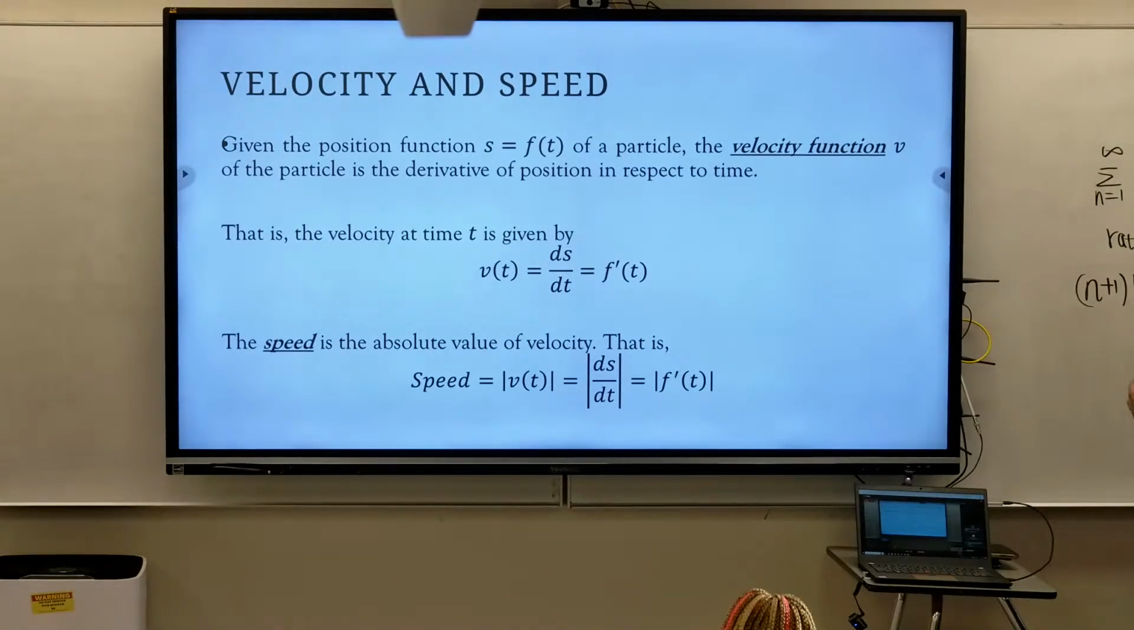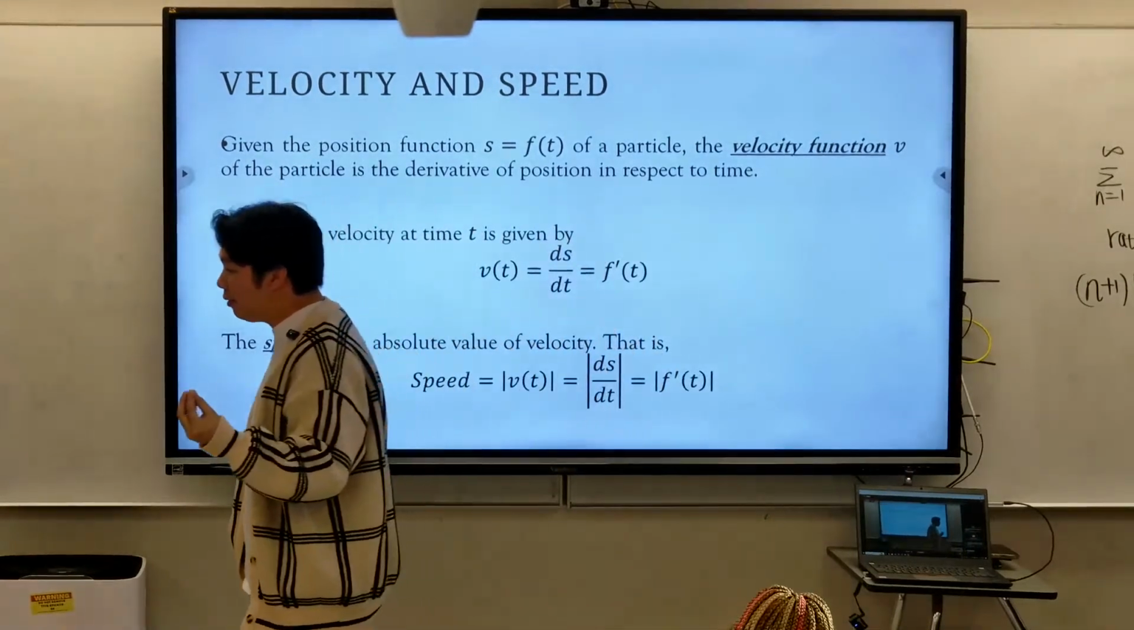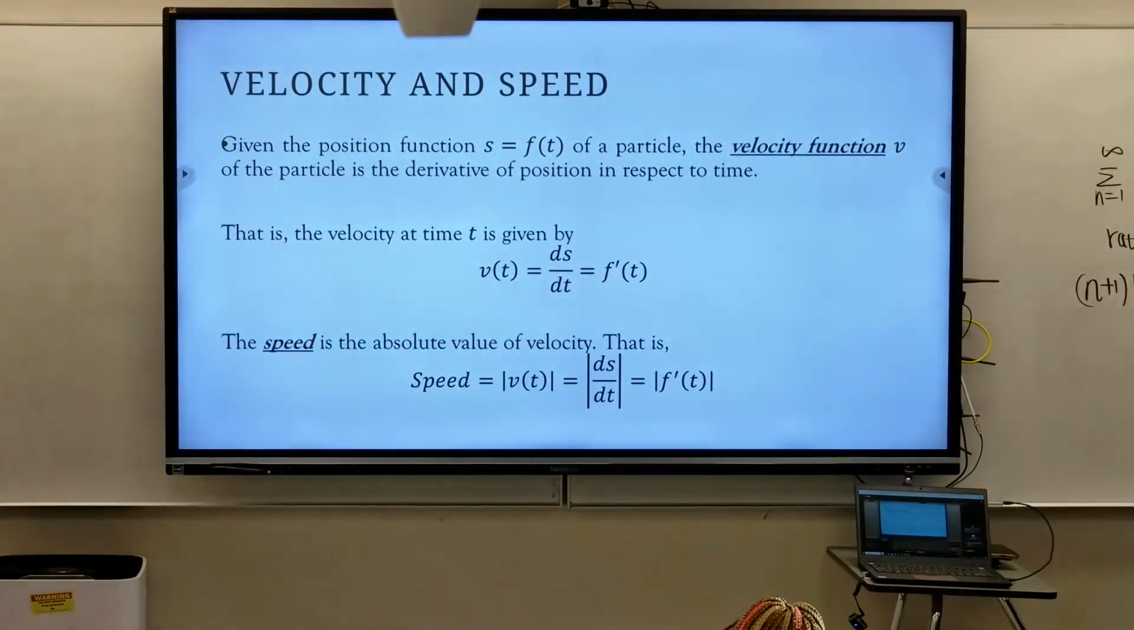So we have velocity and speed. There's one more aspect of particle motion that I want to talk about. We have position, we have velocity. Position tells me where my particle is. Velocity tells me how fast my particle is moving. What is a third thing? Can y'all guess a third aspect that I would care about?